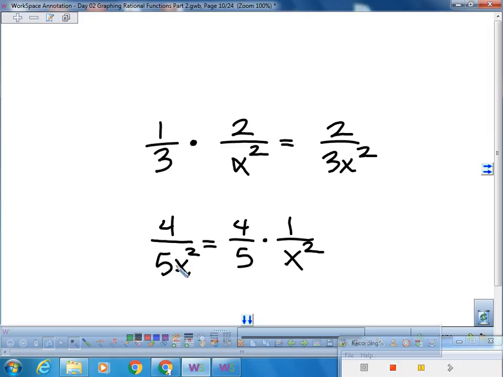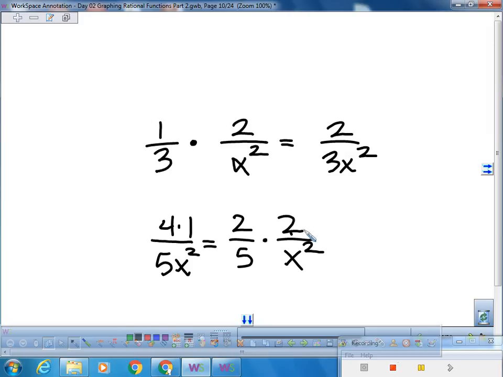Better? Couldn't I still pull the 2 out? Because this is really 4 times 1. I could pull out a 2. If I pulled out a 2, it would be this. It's the same thing. You could pull out whatever you want, as long as when you re-multiply it, you get the same thing.